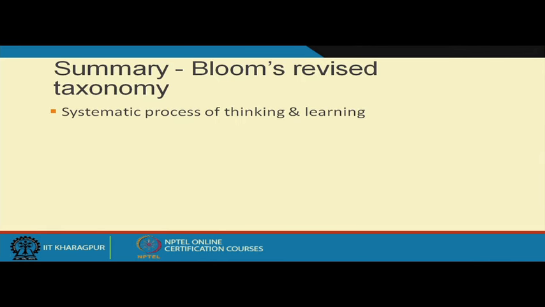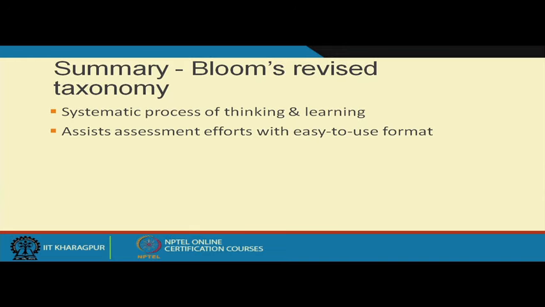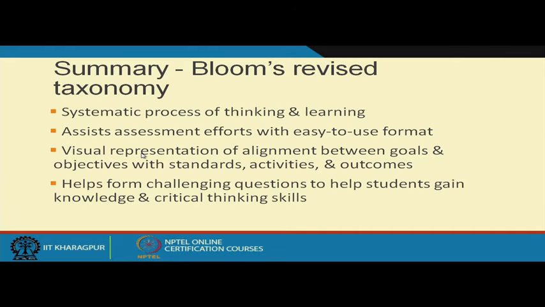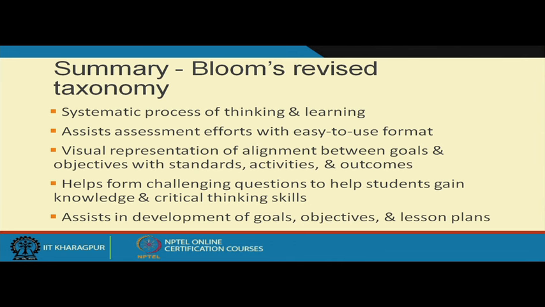The summary of the revised Bloom's taxonomy is that it is a systematic process of thinking and learning. What you are thinking and what you are learning, the revised Bloom says it's a systematic process. If you know the process, it helps you with assessment efforts. It is an easy-to-use format and visual representation of alignments between goals and objectives with standards, activities and outcomes. If the objective is clear, then the outcome is also clear. It helps frame challenging questions to help students gain knowledge and critical thinking skills, and it assists in developing goals, objectives and the lesson plan.